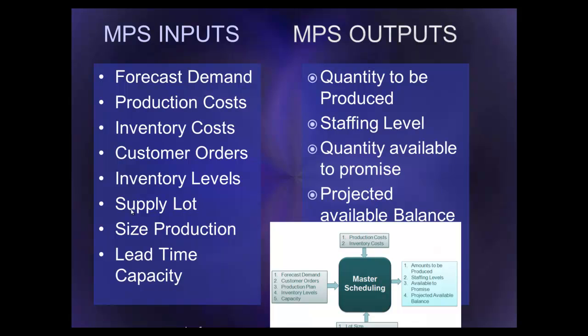So we feed all of this into the computer system, and magically it produces answers for us. And it tells us that we need to produce 5,000 units or 10,000 units. It tells us how many staff we're going to need to make that many garments. It tells us how many garments we're going to be able to promise at any given time.